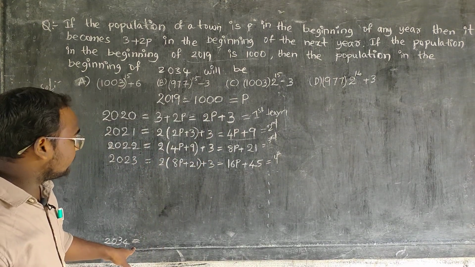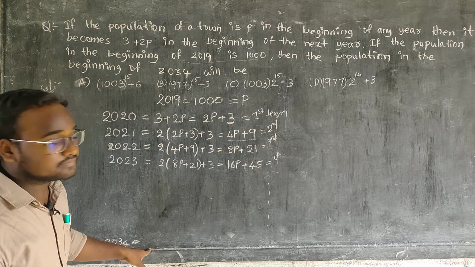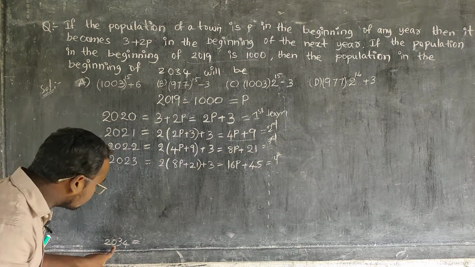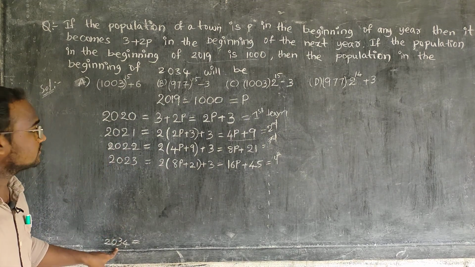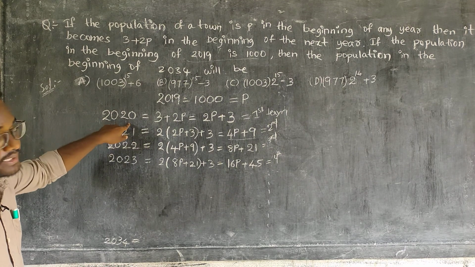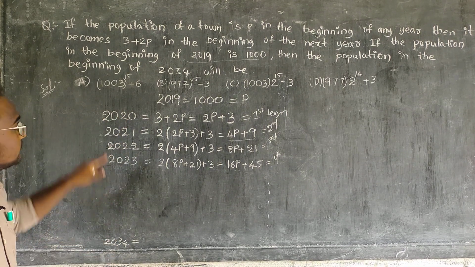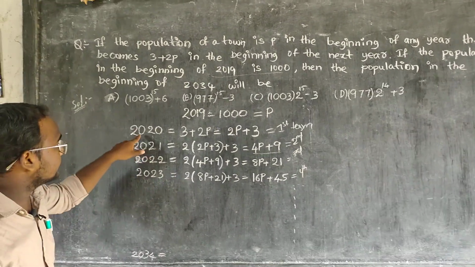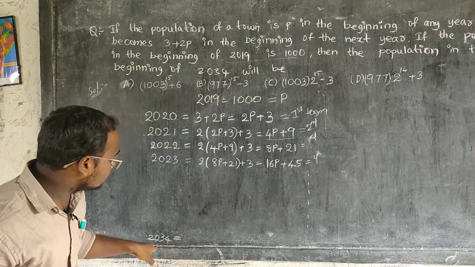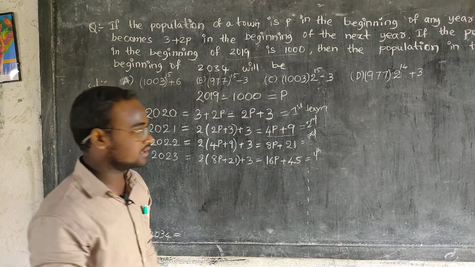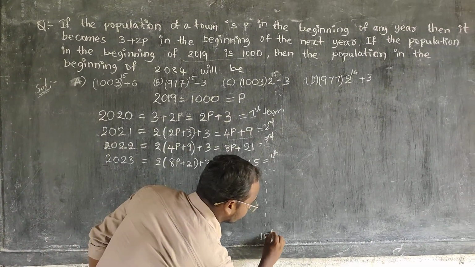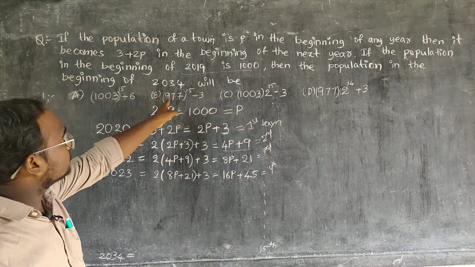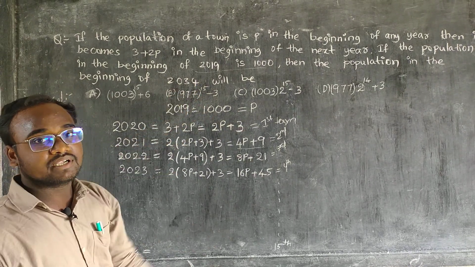In 2034, what will be the term? From 2021 to 2034, 14 terms are there, but here we also have 2020. Total 15 terms. From 2020 to 2034, how many terms are there? 15 terms. It is the first term, then if you go on like this, 2034 will become the 15th term. We have to find out the 15th term. The 15th term is the beginning population in the year 2034.